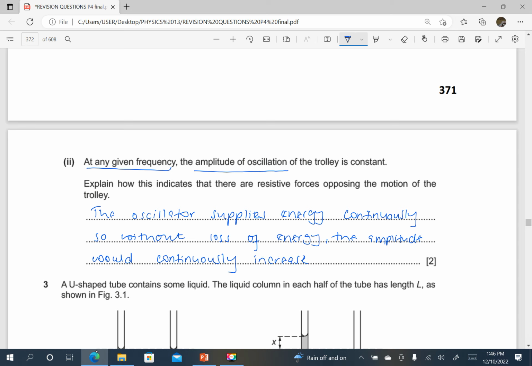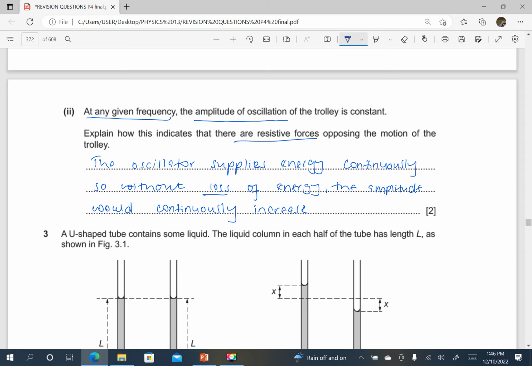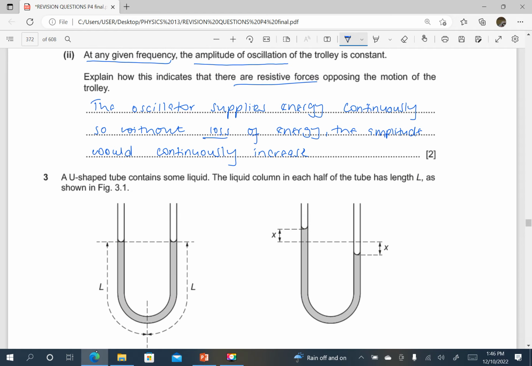So since there is some loss of energy, the amplitude remains constant. Some of the energy supplied by the oscillator is wasted, or is used to overcome the resistive forces. Therefore, that's why the amplitude can remain constant. But if there were no resistive forces, the energy supplied by the oscillator would be seen as an increase in amplitude. But since there are resistive forces, some energy must be lost. That's why we can see that the amplitude remains constant.